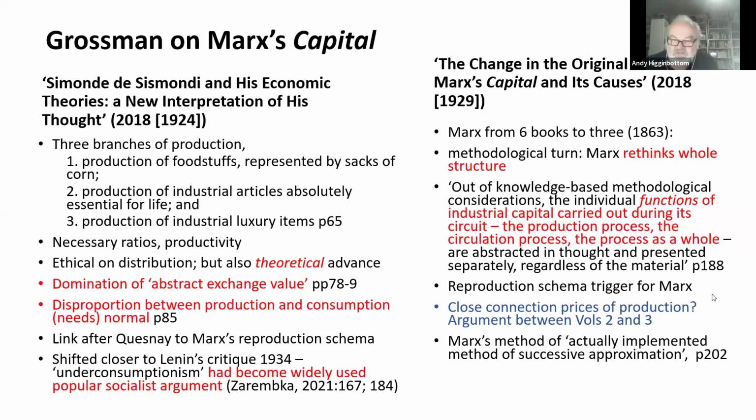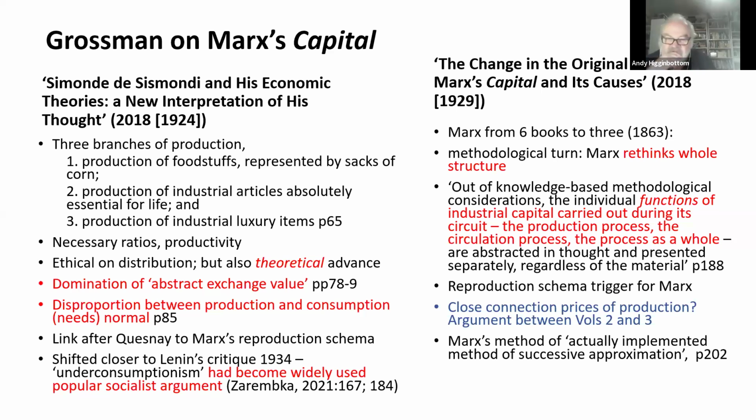And what's interesting is what Grossman brings out: the structure of the three books corresponds to the functions of industrial capital. I mean, we looked at this quite a lot in volume 2. We've got the production process, the circulation process, the process as a whole. The three volumes correspond to the three forms of capital as it goes through its circuit. Okay.